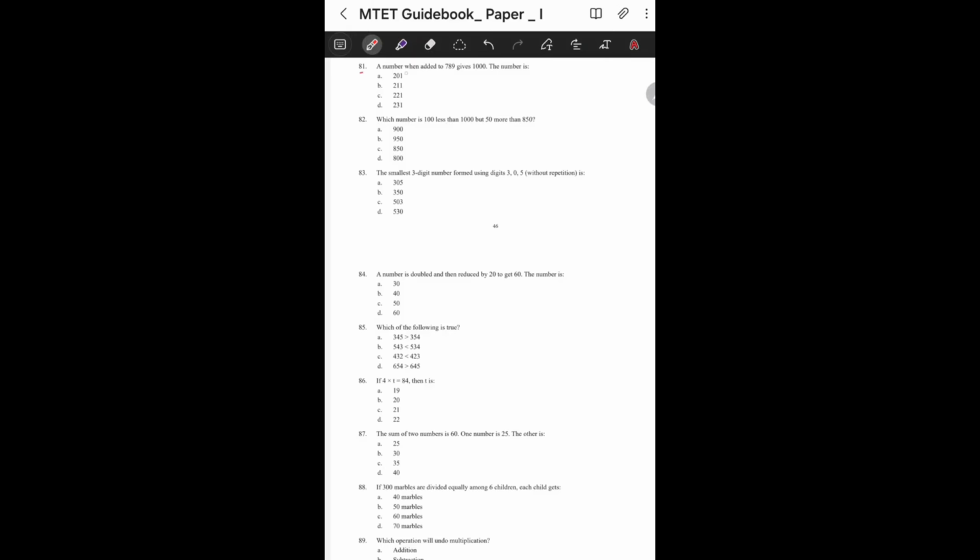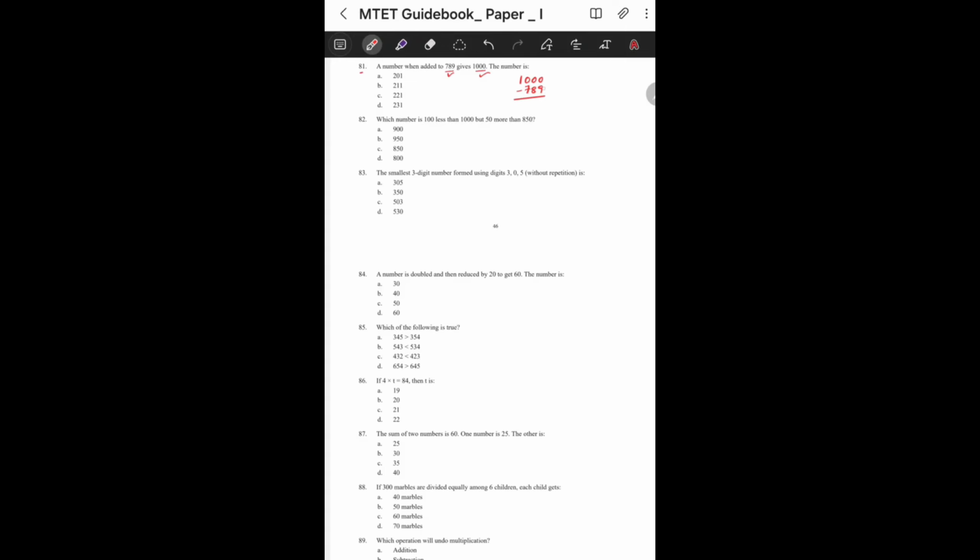They ask here, a number when added to 789 gives 1000, the number is. If they ask you this kind of question in the exam, what will we do? If two numbers and their sum are given, and out of the two numbers one number is given and the other you have to find, we will write their sum, 1000, and then the given number, 789, and then subtract to get our result.